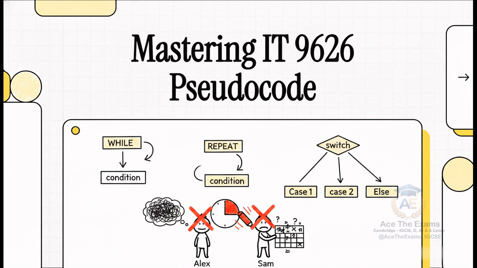We're talking specifically about the while, repeat, and case structures in the Cambridge IT 9626 exam. But listen closely, because the strategies we're unlocking in this explainer today apply universally across the entire Cambridge Computer Science spectrum. So whether you are sitting for syllabus 0417, 0478, 2210, 9618, or 9626, you need to hear this. Picture this scenario for a second.